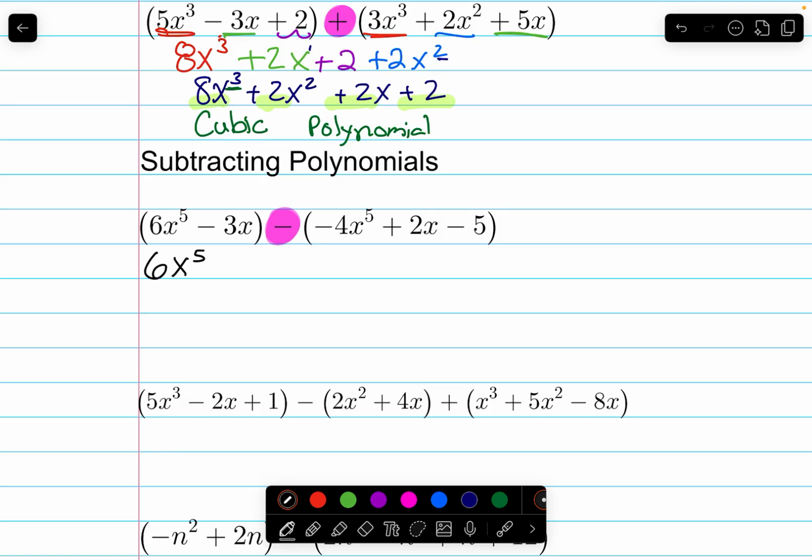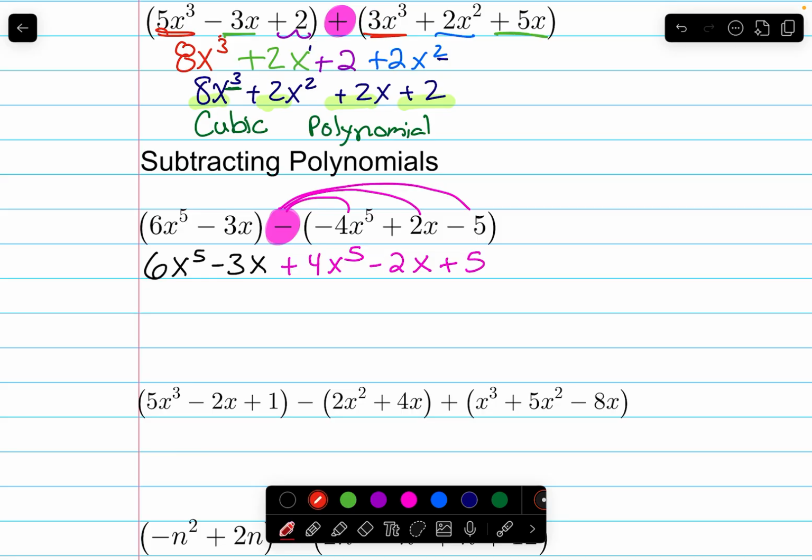So 6x to the 5th minus 3x. I'm going to distribute the negatives. So that's a positive 4x to the 5th now. Distribute the negative. So that's a negative 2x. And distribute the negative, and that's a positive 5.